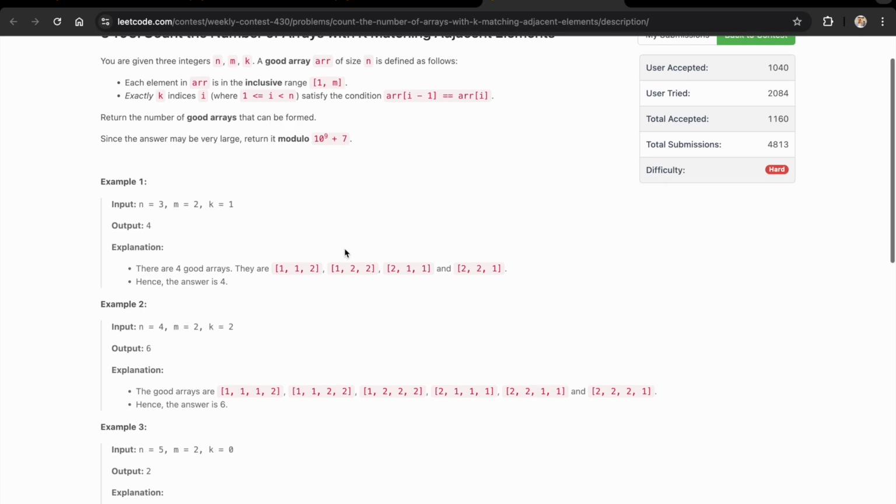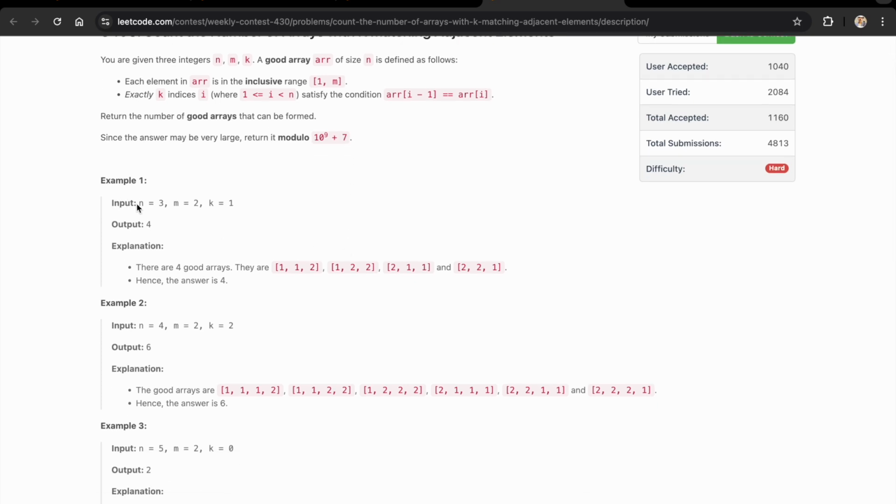If you look into example number 1, where n is 3, m is 2, and k is 1, there are four good arrays. These are 1 1 2, 1 2 2, 2 1 1, 2 2 1. So here we have k equal to 1, which is satisfied. Only one adjacent pair of equal elements here, here one, and here also one.